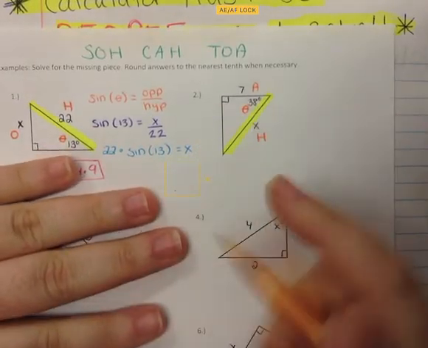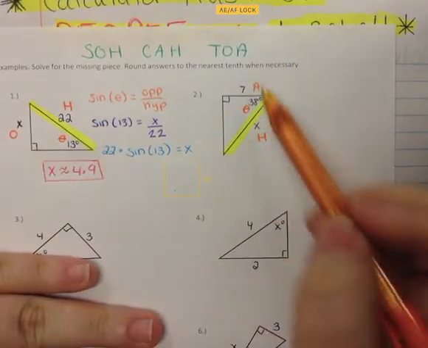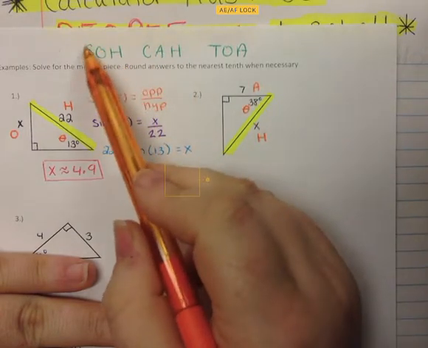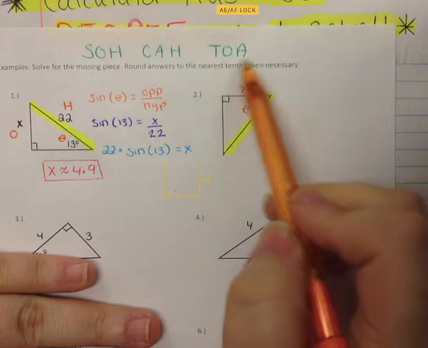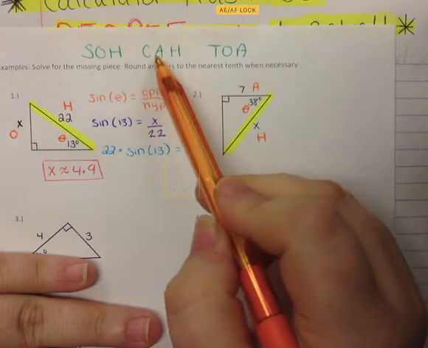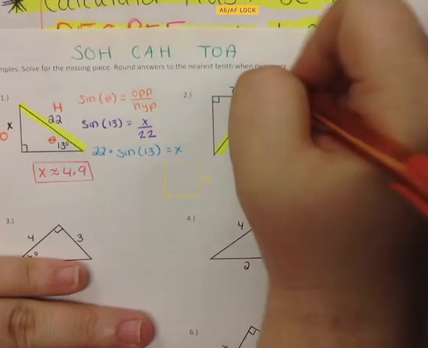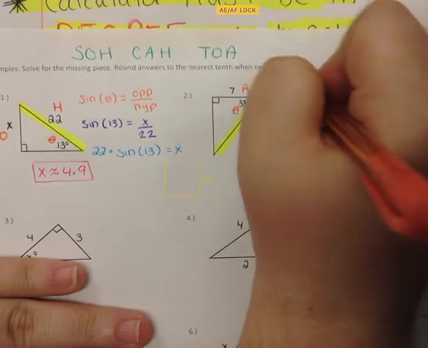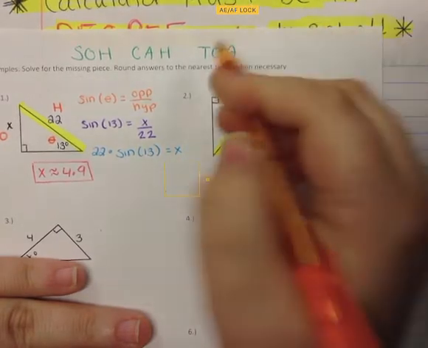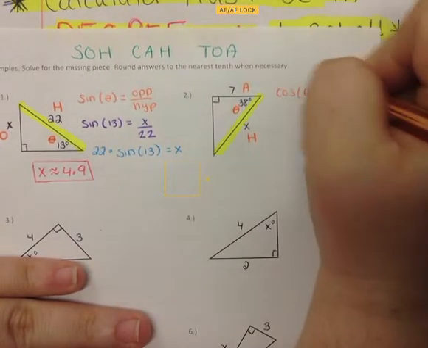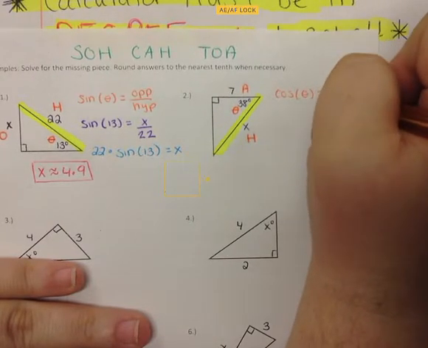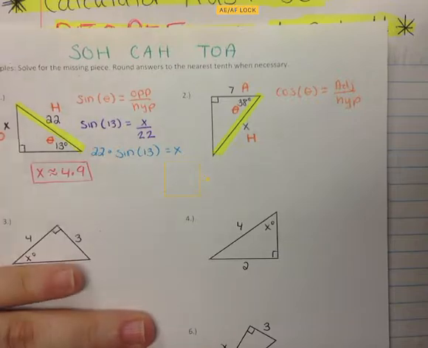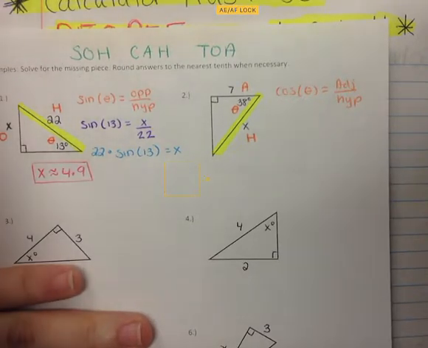So now what letters do we have together? We have an A and an H together. So this does not have A and H. This one does. This one does not. So we have to use the CAH. The C stands for cosine. So cosine of theta is equal to A over H. So adjacent over hypotenuse.